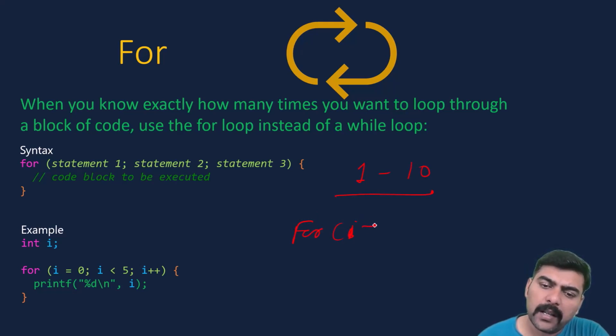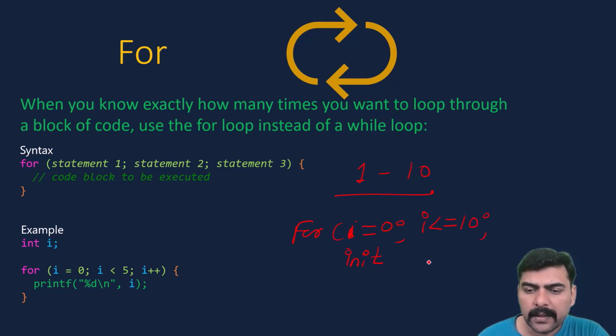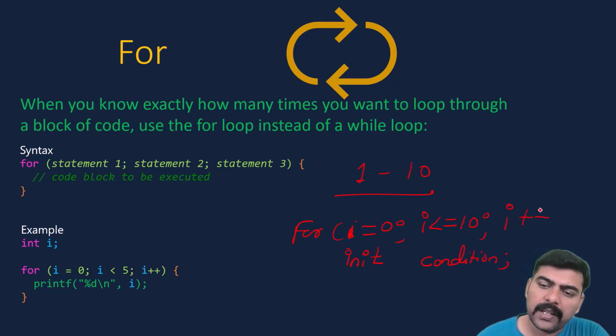For loop. I is equals to 0. That is known as initialization. Then I is less than equal to 10. ये हुई हमारी condition, right? It is a condition. And then I want in increment order, then write down I plus plus, right? Code will be here. A repeated block will be here.